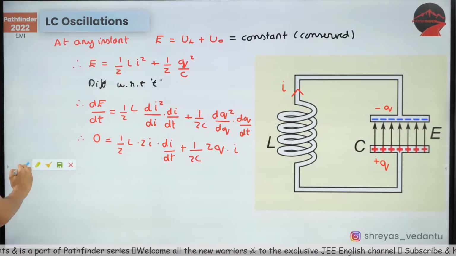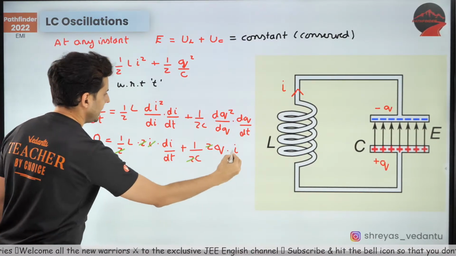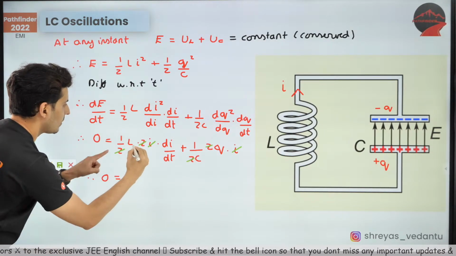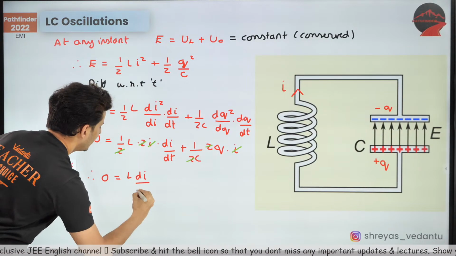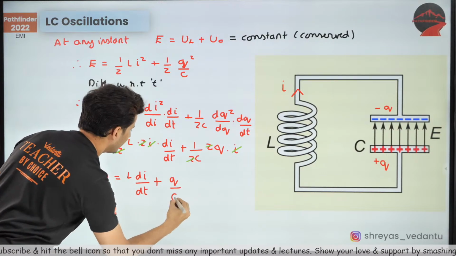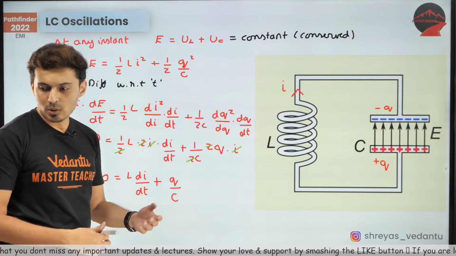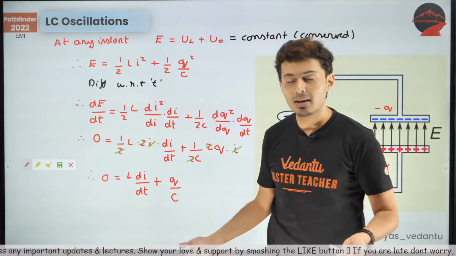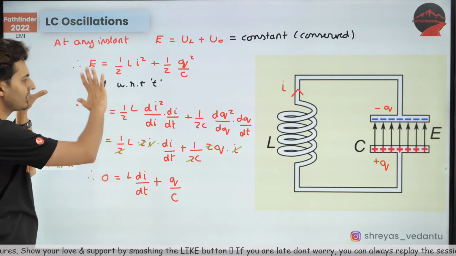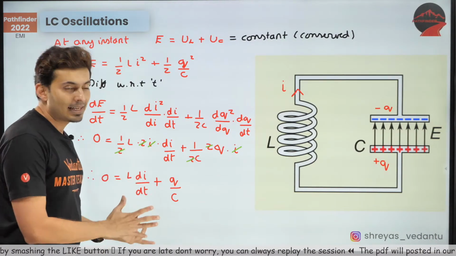Now a lot of things will get cancelled. Observe this. 2, 2, 2, 2. I and I from here will cancel. So I am left with 0 equals L dI by dt plus Q by C. Fair enough till this point? Everybody fine? You can solve it without derivatives via different methods. Again, that is KVL, but probably you might need integration there. I find this method convenient because there is not much sign convention involved over here. This is the energy method for finding the SHM equation.